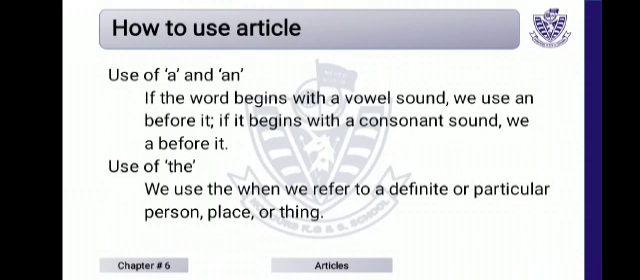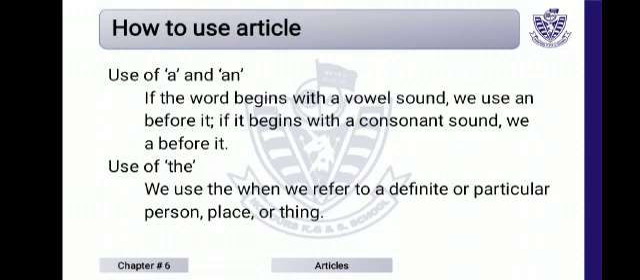The use of a and an really depends on the sound with which a word opens, not on the actual letter with which it begins. If the word begins with a vowel sound, we use an before it. If it begins with a consonant sound, we use a before it. Now I have some examples. We saw an ostrich at the farm. He drank the milk from a mug. She picked up a pen to write a letter. A mug, a letter, an ostrich.